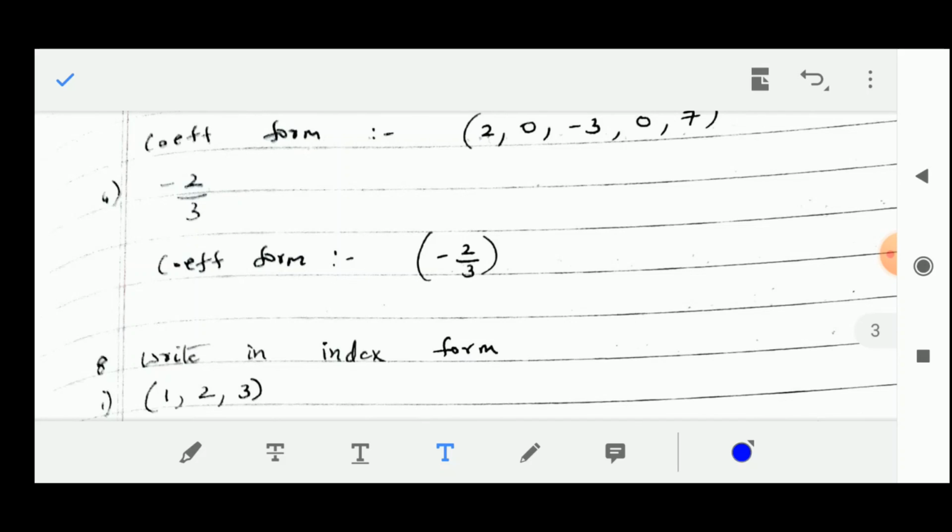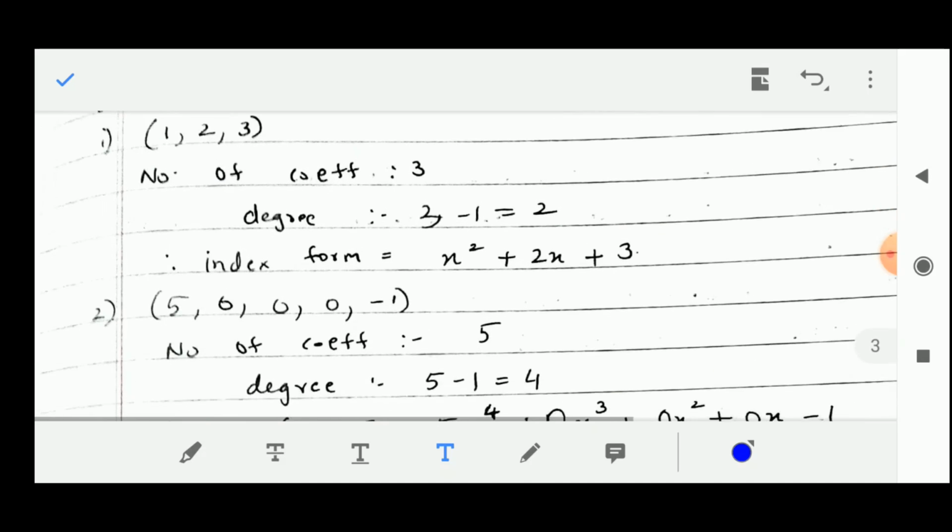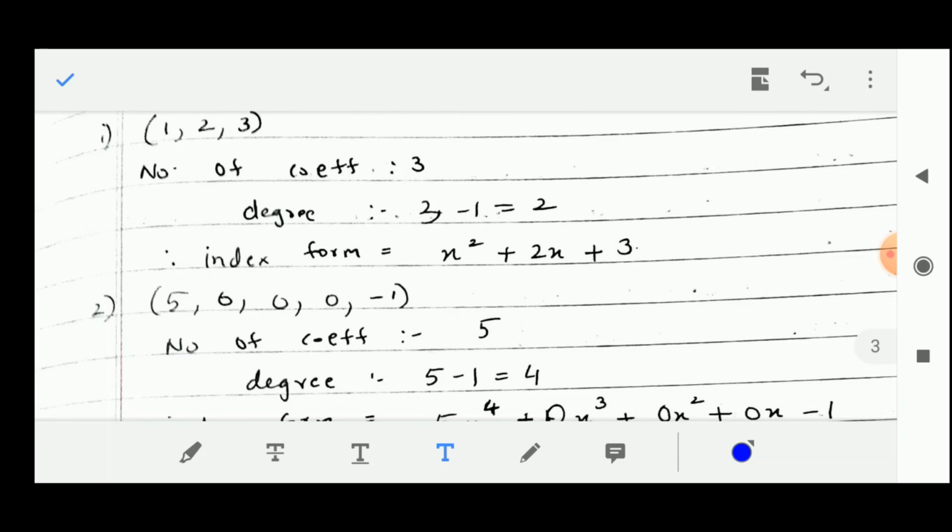Then write it in the index form: 1 2 3. So a total of 3 coefficients are there. So the degree is 3 minus 1, that is 2. So the index form will be x square plus 2x plus 3. Then 5 0 0 0 minus 1. So a total of 5 coefficients are there, so the degree will be 5 minus 1, that is 4.